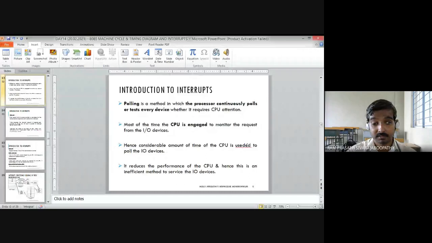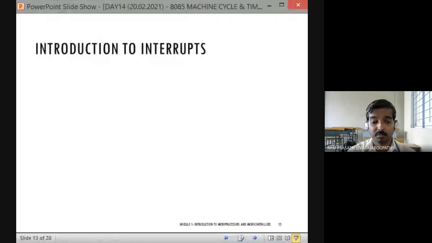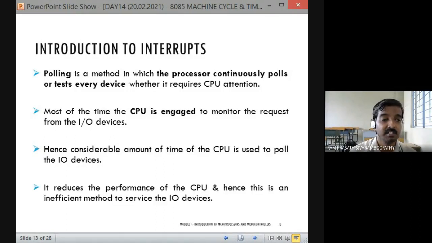Most of our time goes into polling. Wait a minute. So most of the time is wasted by the CPU for polling the IO device. This reduces the performance of the CPU, and hence this is an inefficient method to service the IO device. Two things: first, the performance of the CPU is reduced. Second, it is an inefficient method to service the IO device.